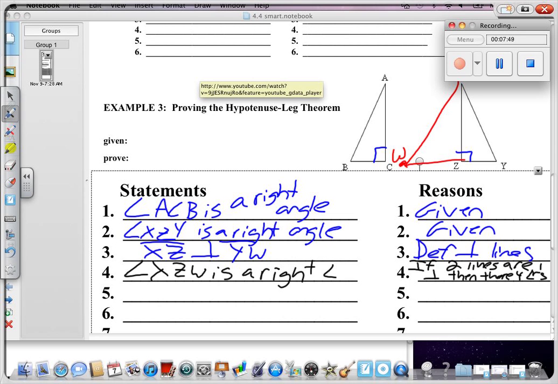Yes? Is W supposed to be connected to C, or is it just supposed to be like? It's not supposed to be connected to Z. It's the exact reflection of the other triangle.